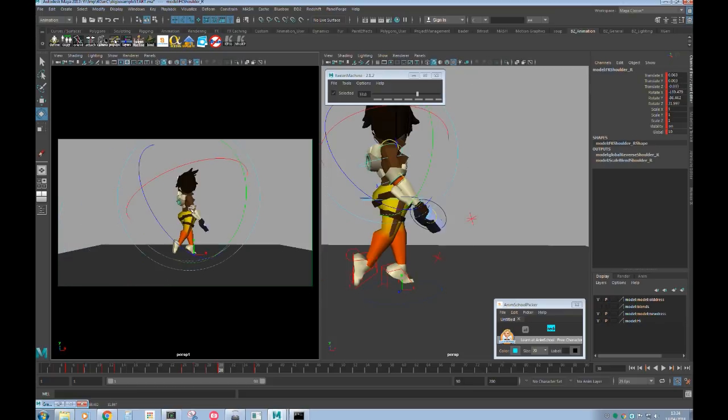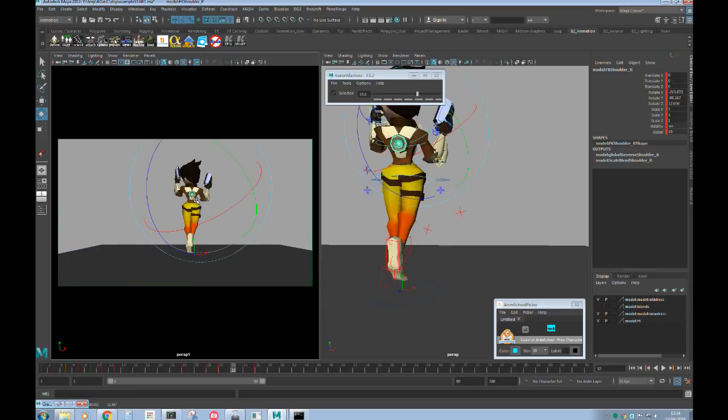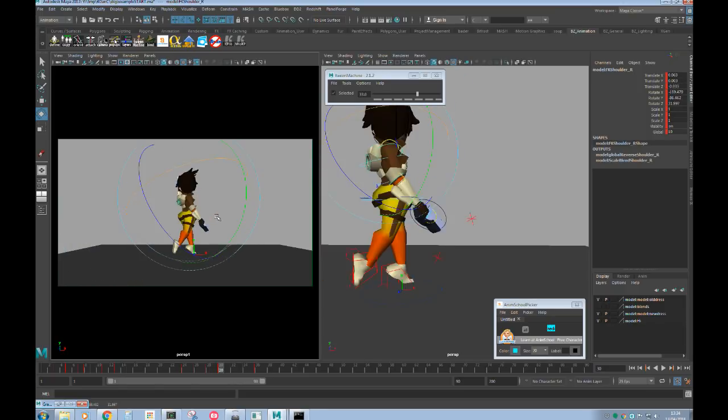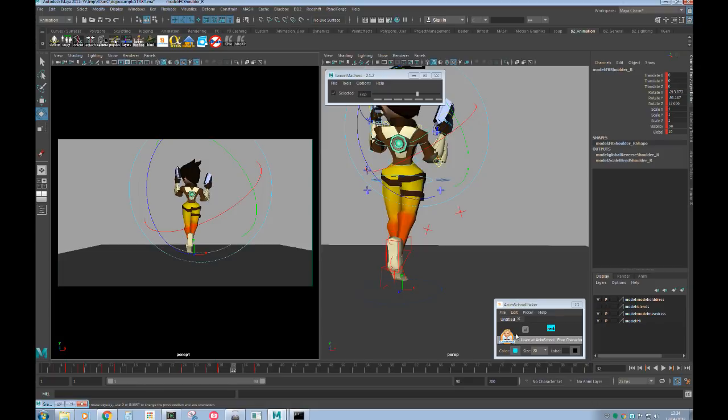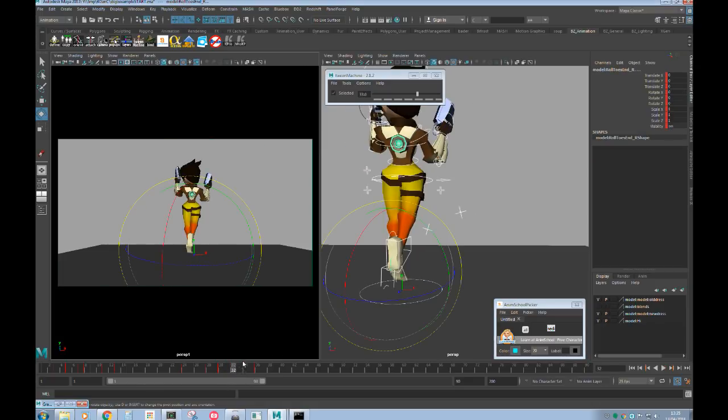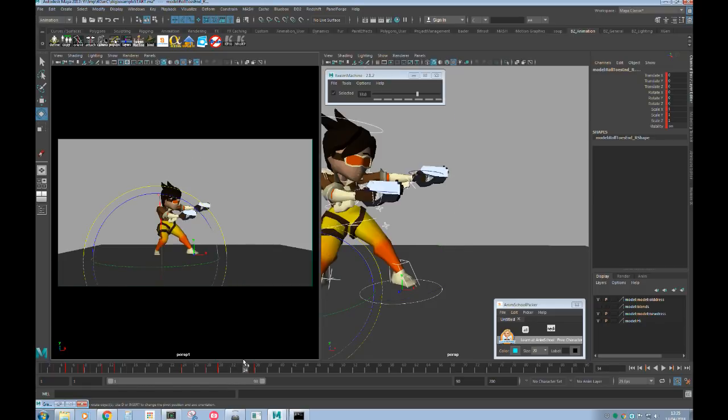And again, I'm not even really thinking about this back arm because it's already kind of arcing. And you don't see it. No, exactly. Okay, so I think that is fine for now. So the next thing would be to create our breakdowns between this pose and our overshoot into our final pose. So between these two.